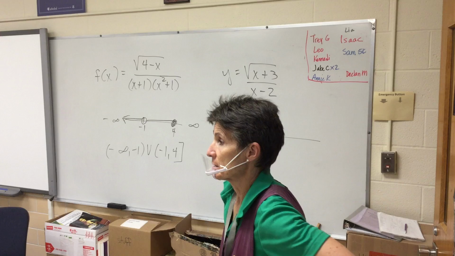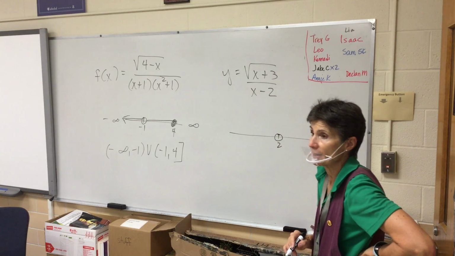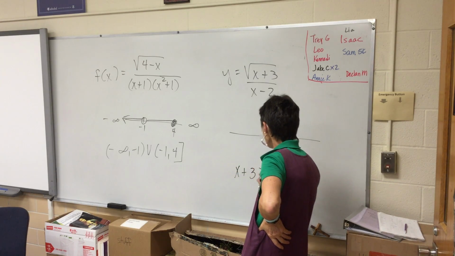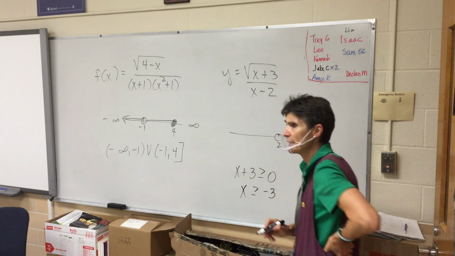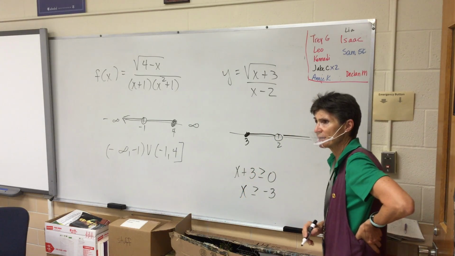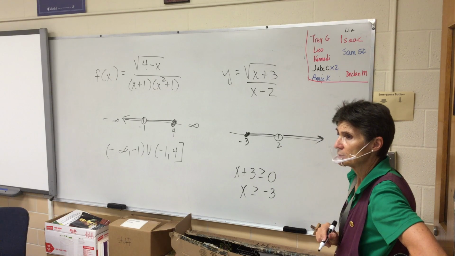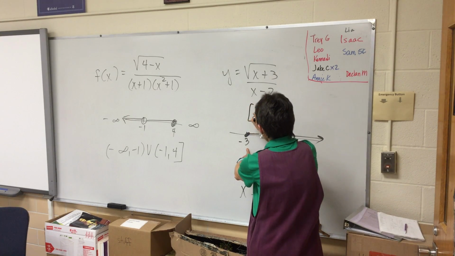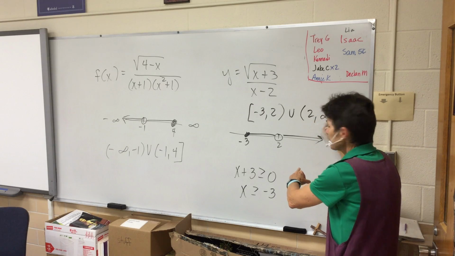What does the bottom tell us? X cannot be 2. So whatever's happening, I have an open dot at 2. What does the top tell me? X plus 3 has to be positive, which means X has to be bigger than or equal to negative 3. You don't have to draw a number line, but it helps me. That's what that looks like. I'm bigger than or equal to negative 3, but I have to jump over 2. So what will that look like as an interval? You're starting here, so bracket negative 3 to 2, and then 2 to infinity.